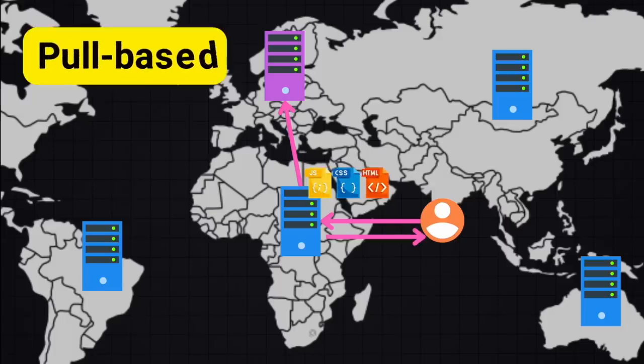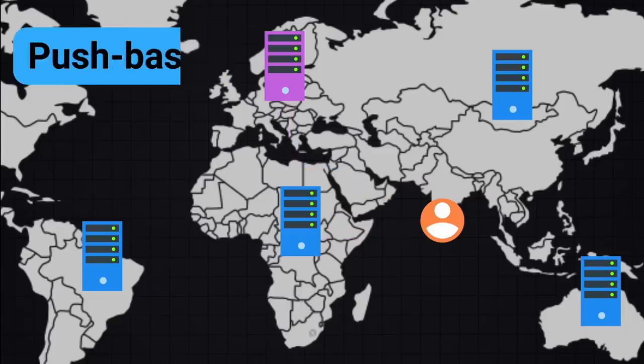This is the pull-based type of CDN, where the CDN automatically pulls the content from the origin server when it's first requested by a user. It's ideal for websites with a lot of static content that is updated regularly. It requires less active management because the CDN automatically keeps the content up to date.